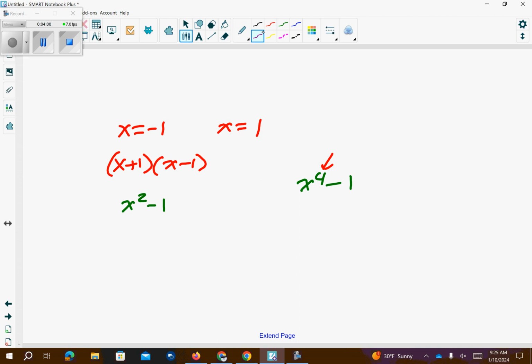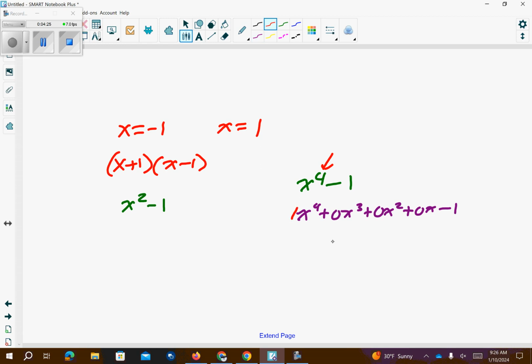Okay, so I have x to the 4th, which basically means I have x to the 4th plus 0x to the 3rd plus 0x squared plus 0x minus 1. Okay, 0 times x to the 3rd is just 0. 0 times x to the 2nd is just 0. 0 times x is just 0. Okay, so I have placeholders in place. The number I have sitting out front here is a 1.